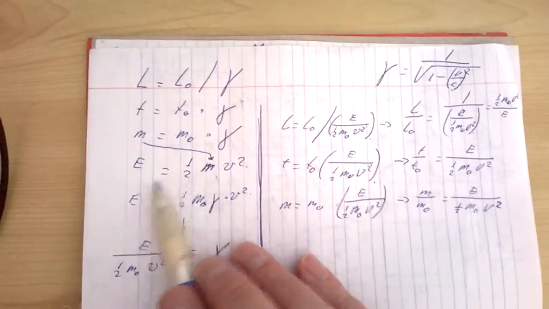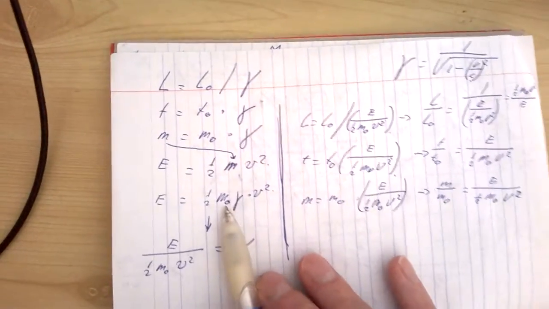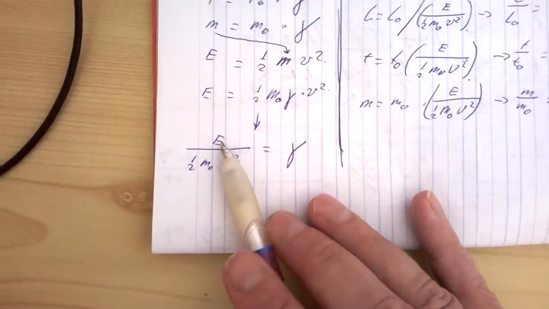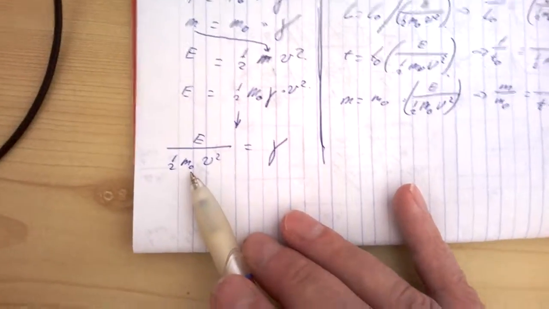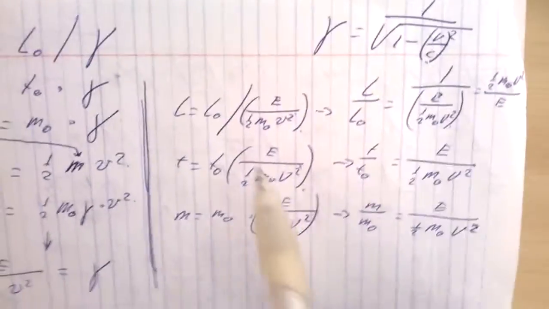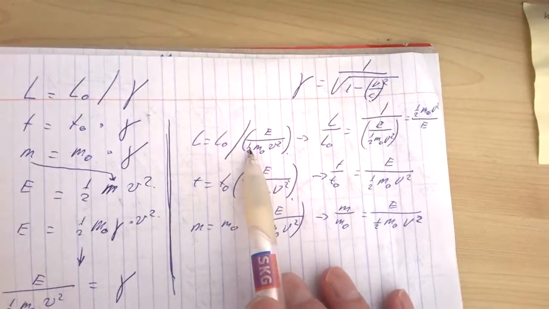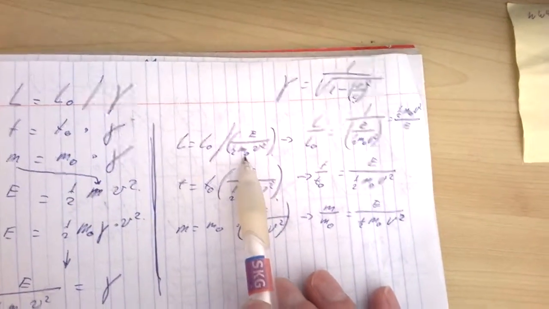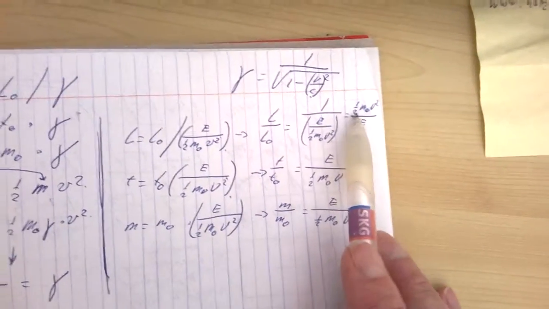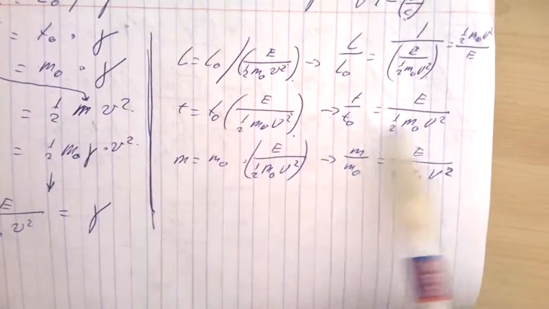And the kinetic energy is E equals half times m v squared. But m, of course, is m0 times the gamma factor. So the gamma factor can be expressed as E, the energy, divided by a half times m0 times v squared. But if you work it out, you get L is L0 divided by E over a half times m0 v squared, which results in L divided by L0 being, in the end, half times m0 times v squared divided by E. Well, the same goes for the time, and the same goes for the mass.